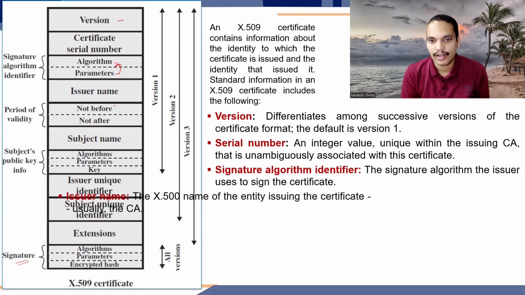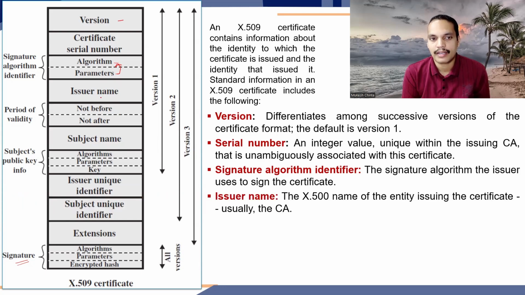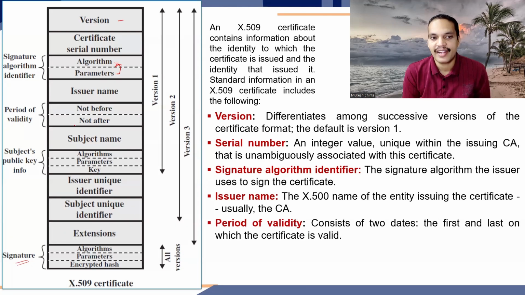Next one, you can easily understand who is the authority that is issuing the certificate. The names are of the X.500 directory, the name of the entity issuing the certificate, which is usually the certificate authority's name. The next field is the period of validity field.